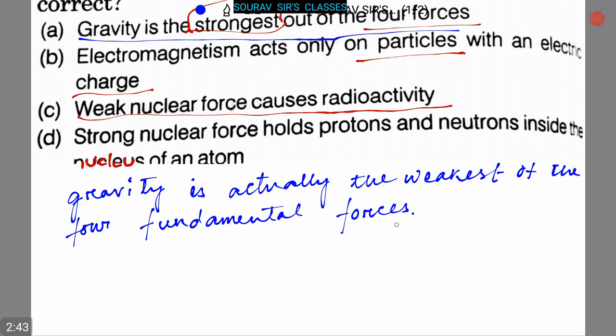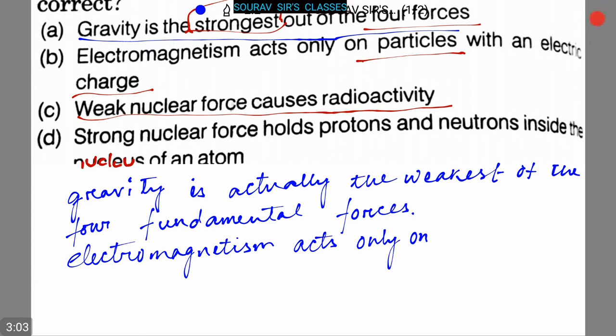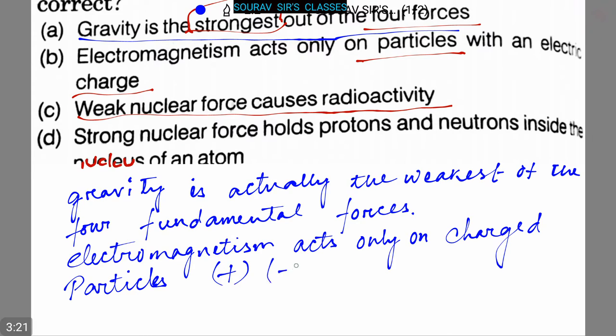For a given distance, electromagnetism acts only on charged particles, where the charge can be negative or positive. So this charge of the particles can be negative or positive.